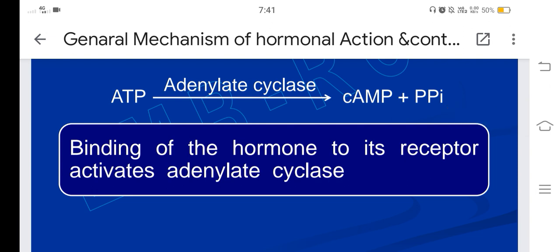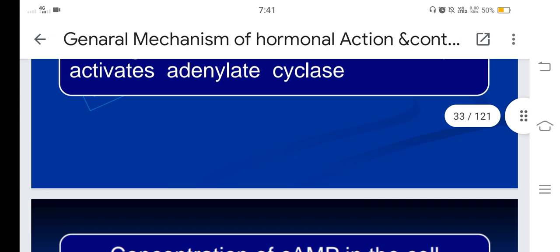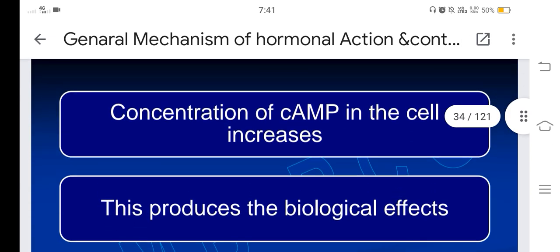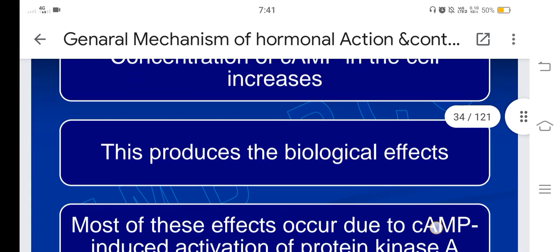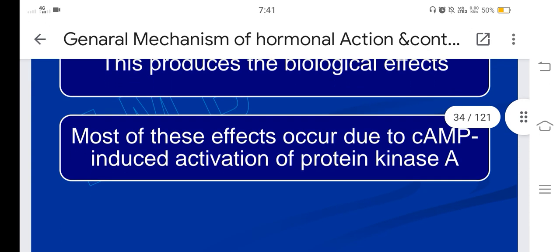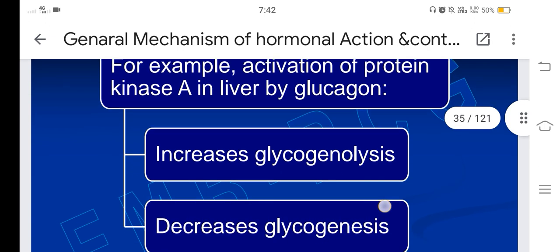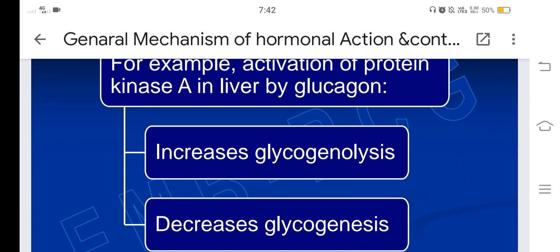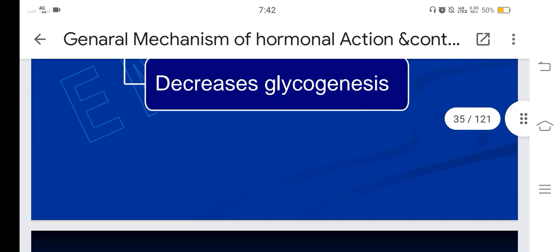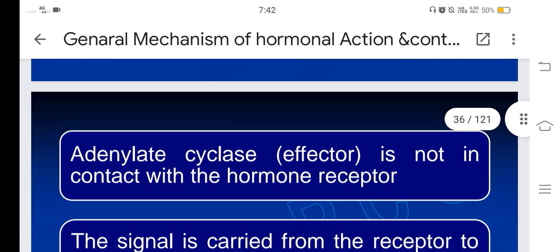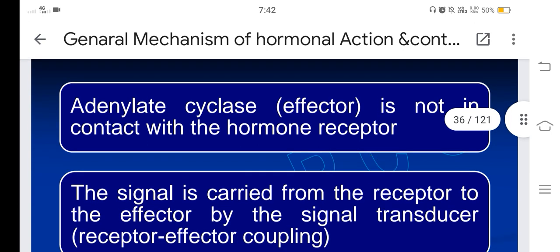Binding of the hormone to its receptor activates adenylate cyclase. Concentration of cAMP in the cell increases. This produces the biological effect. Most of these effects occur due to cAMP-induced activation of protein kinase A. For example, activation of protein kinase A in liver by glucagon increases glycogenolysis, decreases glycogenesis.